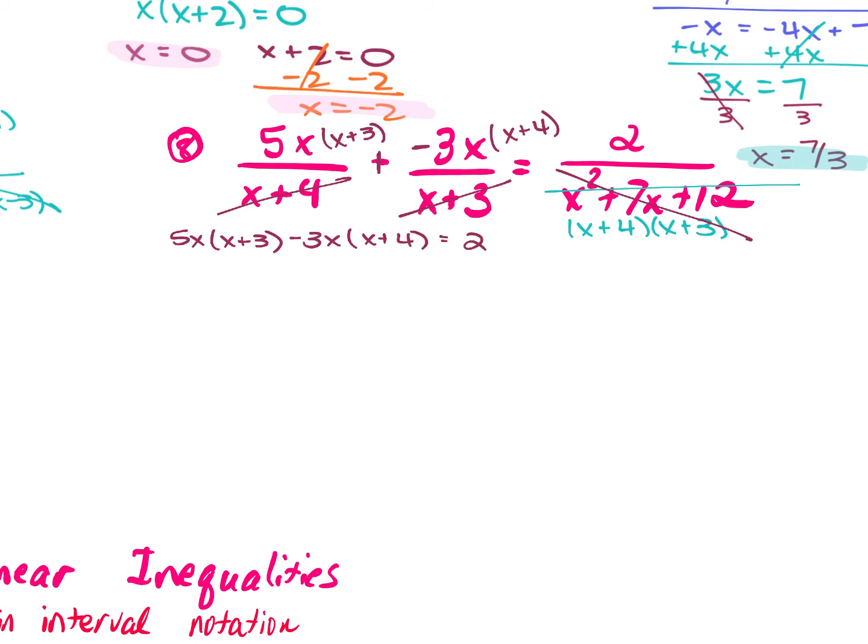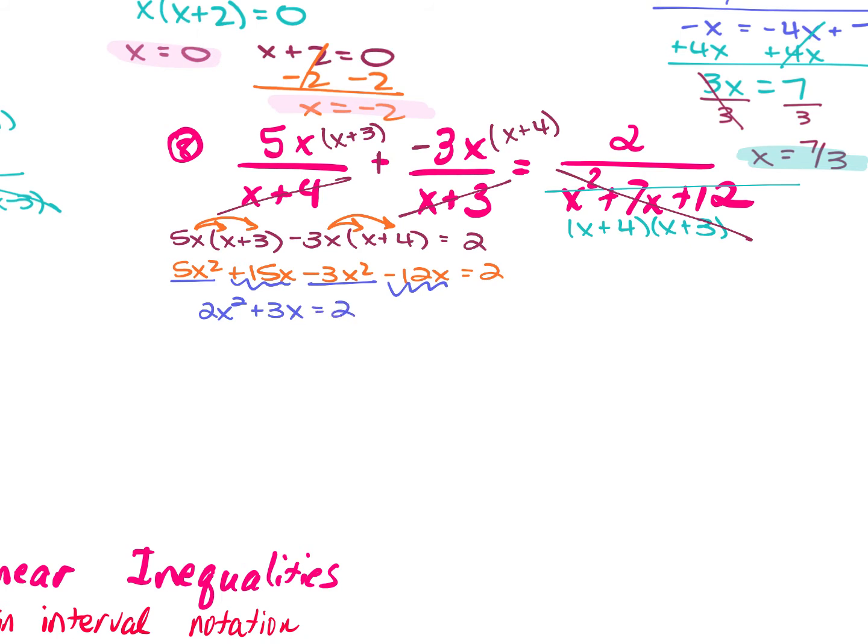So factor or distribute in the 5x times x is 5x squared. The 5x times 3 is 15x. The negative 3x times x is negative 3x squared. Negative 3x times 4 is negative 12x. Combine your like terms on the left side. That 5x squared minus 3x squared gives us 2x squared. Sorry, not x, x squared. The 15x minus 12x is 3x. And this is still equal to 2.